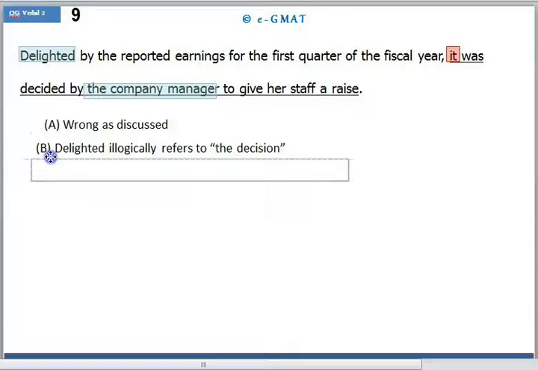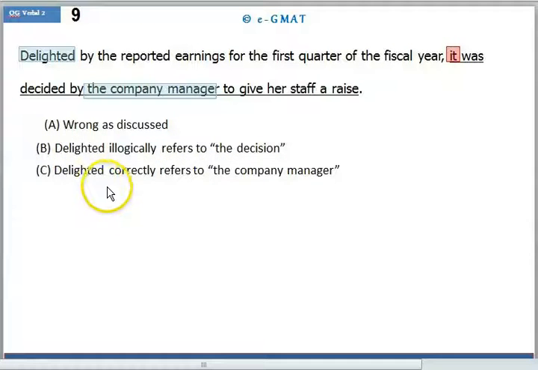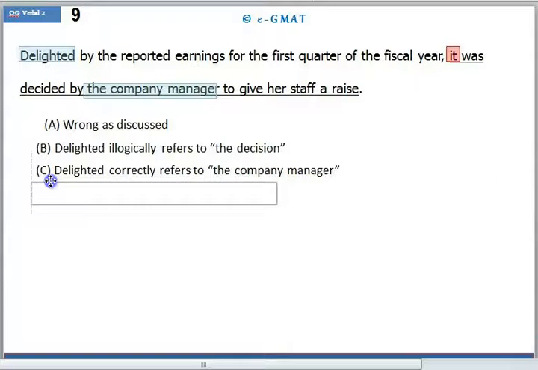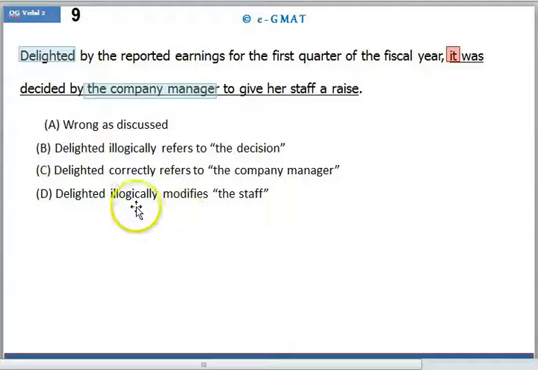In choice C, we see that delighted is correctly referring to the company manager because the construction of this part of the sentence has been changed to active voice. So choice C looks like the correct answer, but still we have two more choices to review. In choice D, we see that delighted illogically modifies the staff. And this is again due to the passive construction. So choice D is not the correct answer.